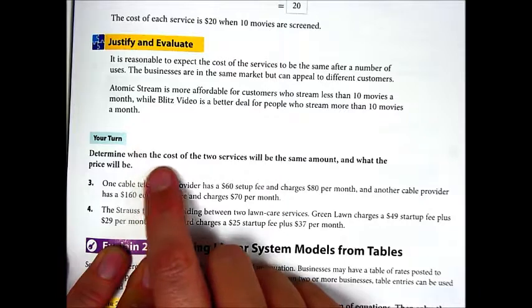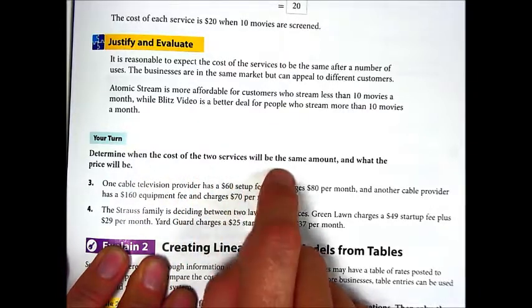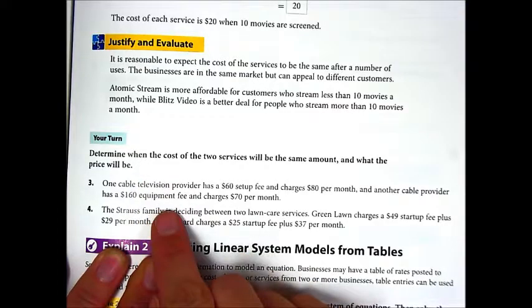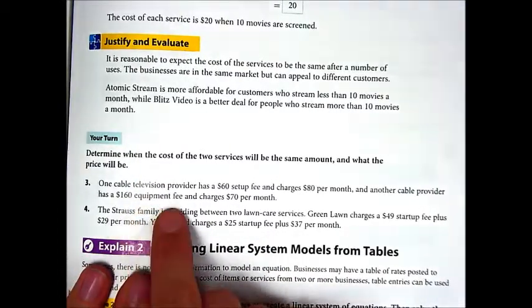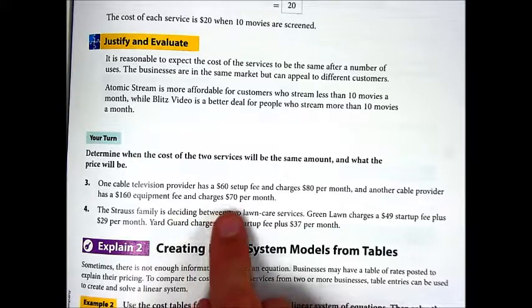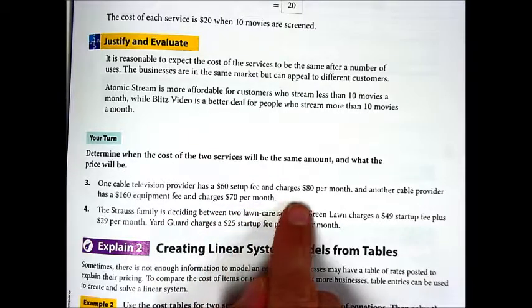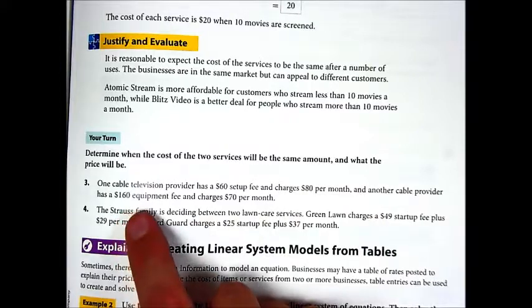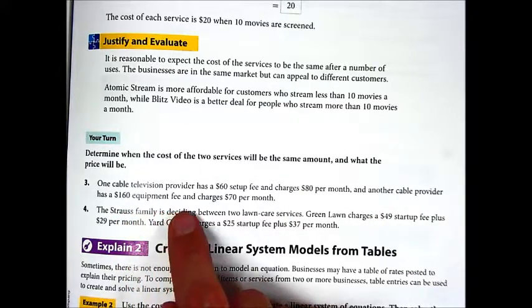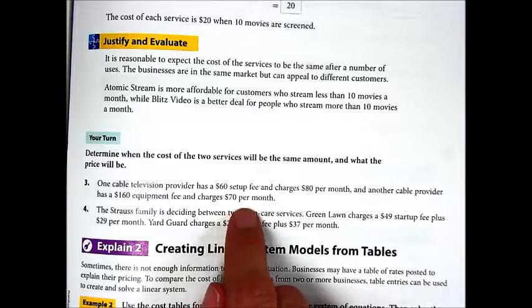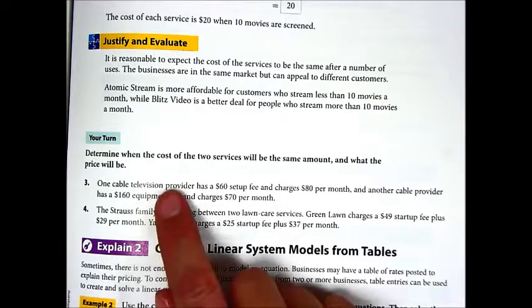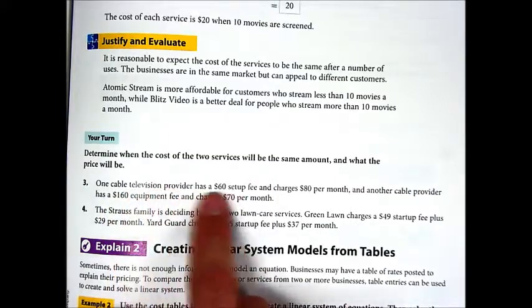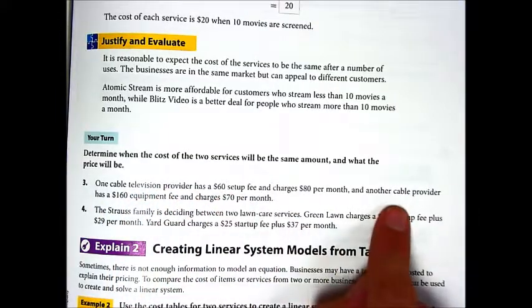Directions are going to say, determine when the cost of the two services will be the same amount and what that price will be. So if we read through number 3, they tell us that one cable television provider has a $60 setup fee and charges $80 per month. And another cable provider has a $160 equipment fee and charges $70 per month. So you will need two equations. That's why this is a system. You'll need one for the first cable provider, another for the second cable provider.